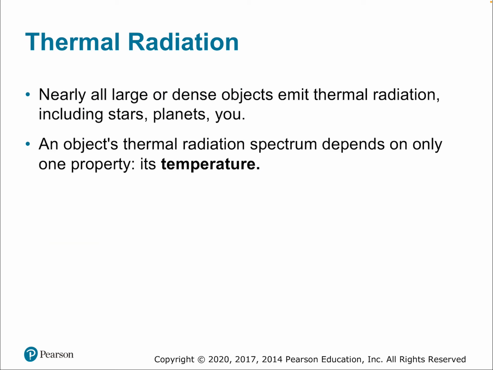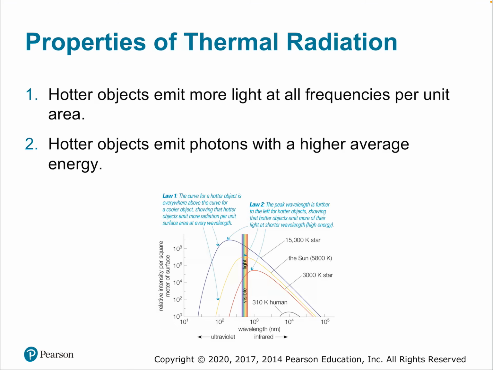All right. Well, nearly all large or dense objects emit thermal radiation, including stars, planets, and people, right? And I said those are all solid objects, anything that isn't atomic or relatively simple. An object's thermal radiation spectrum depends on only one property, okay? So bummer, no details about composition, but it tells us temperature, right? Which is so important because then we can relate that to energy and have direct functional relationships between them, okay? So the idea is this.